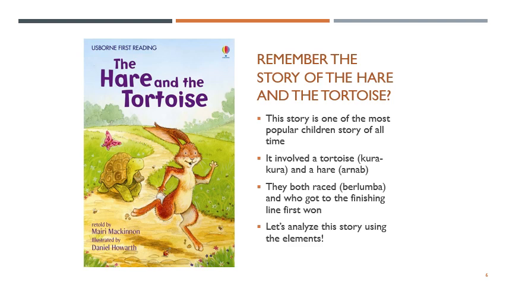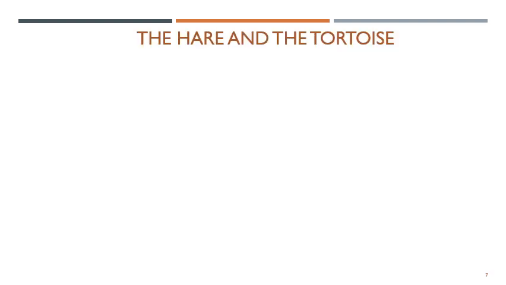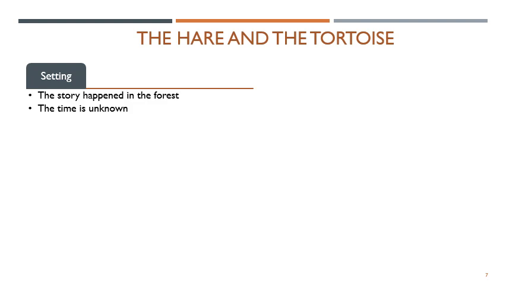Right? So let's analyze the story using the elements so that you understand the elements a little bit better. Okay? So, setting. The story happened in the forest, if I'm not mistaken. And unfortunately, the time is unknown. But it's a children's story, so you probably don't need a time scope for this story, but in your story you probably need to have a time scope.